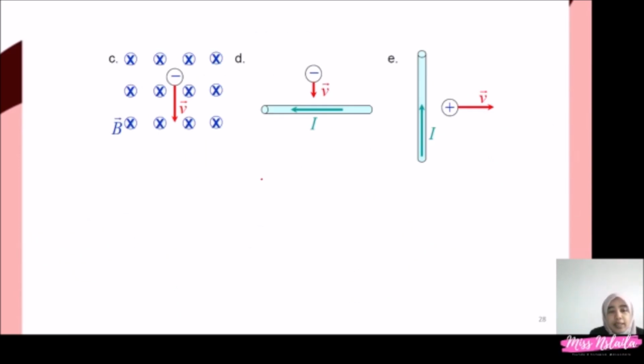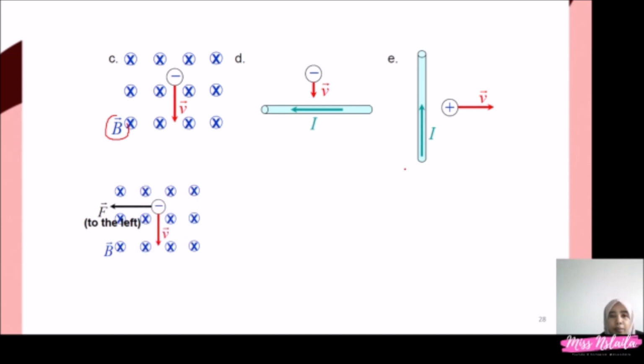Okay, for question C, we can see that there is negative charge or electron that moves downward, based on the direction of V. What is X right here? X is the direction of B. X ni maksudnya into the page ataupun kalau kita tengok screen, into the screen. So, use your hand rule, follow the direction of V and B and then determine the direction of magnetic force. Okay, so the answer for question C is the magnetic force will be directed to the left.